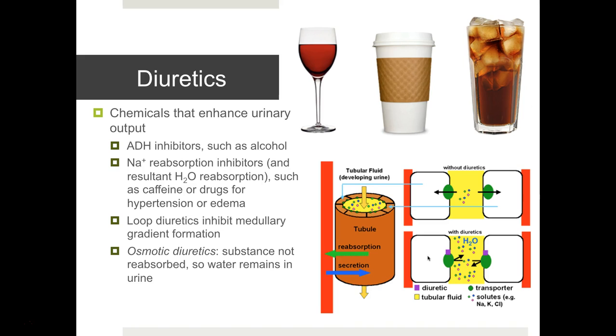We also have loop diuretics that are going to inhibit our medullary gradient formation, which will take a shift and cause us to increase our urine output. And osmotic diuretics, which are substances that aren't reabsorbed so that water remains within our urine.